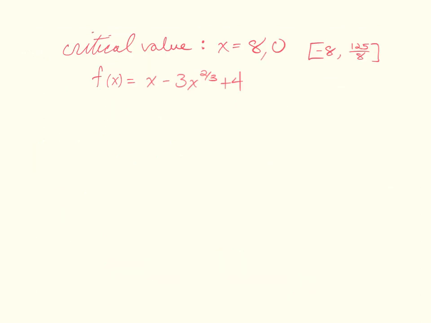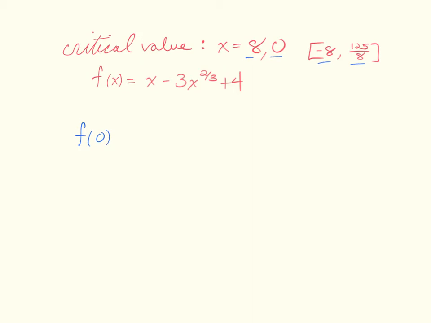From the previous page, we have the critical values here, x equals 8 and x equals 0. We have the interval that this function is defined for. Now all we have to do is evaluate the function at every single critical value and every single endpoint. So we have 4 values. 8 and 0 are the critical values, negative 8 and 125/8 are the endpoints of our interval. So we can find f of 0. Let's do that one first.